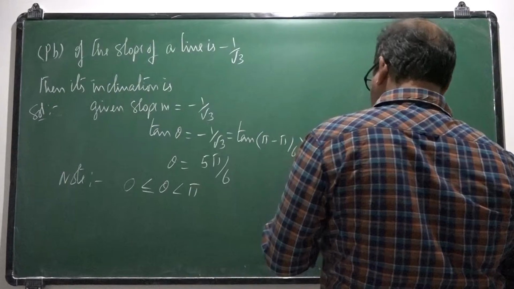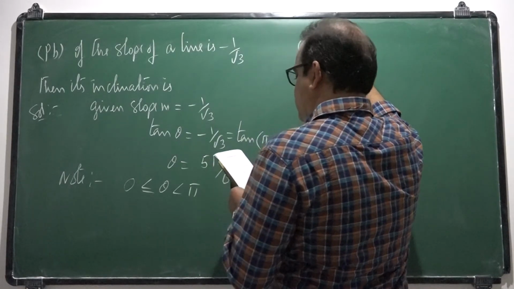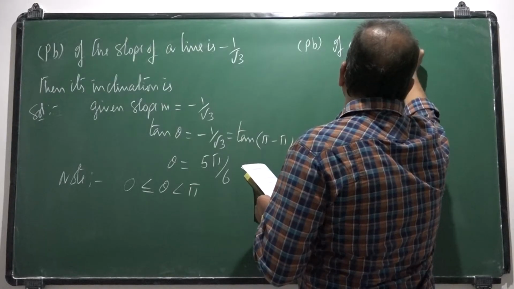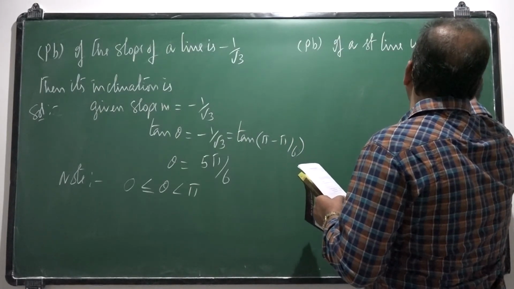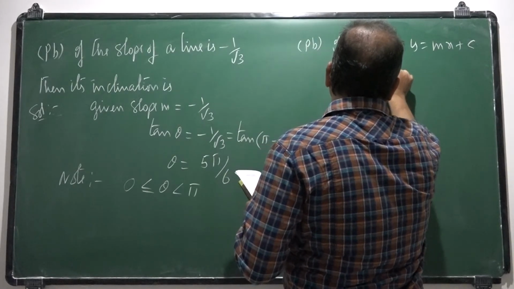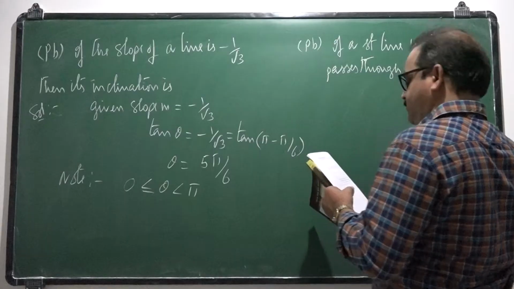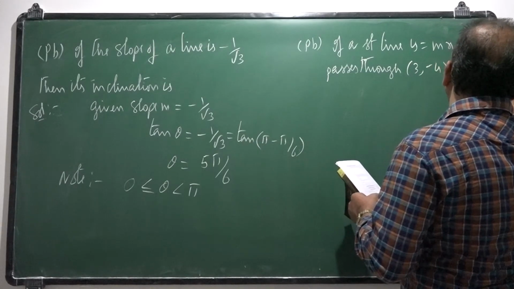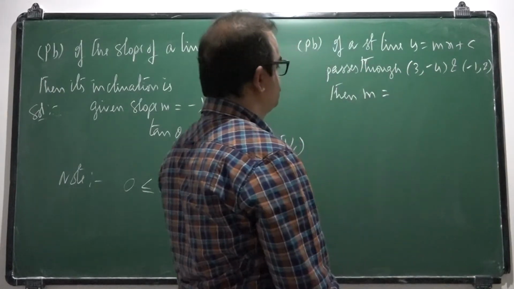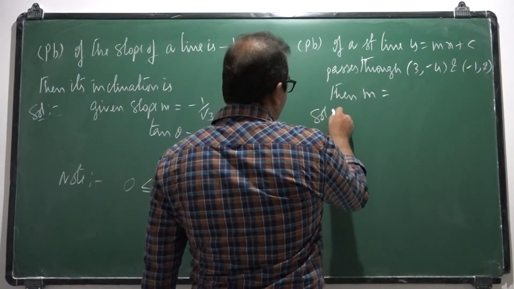Next, if a straight line y equals mx plus c passes through the points (3, minus 4) and (minus 1, 2), then the value of m is. Okay. What is the given line?